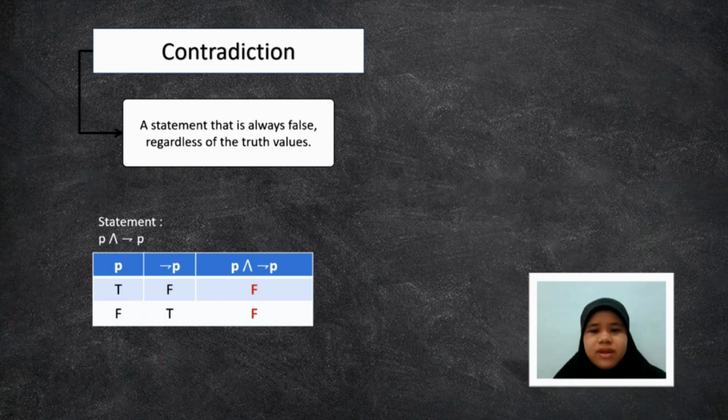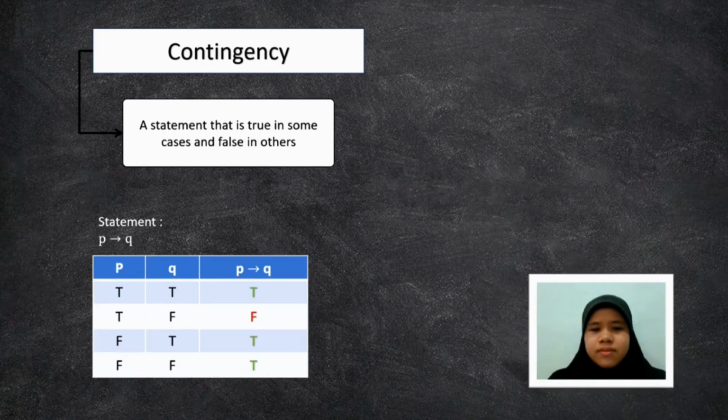Next, we have the contradiction. This is the logic fail. The statement is a contradiction if it's always false. It is like saying the light is on and the light is off at the same time. It logically can never be true. Just like in the truth table, every row is false. Since the statement is false in every possible case, it is called a contradiction.